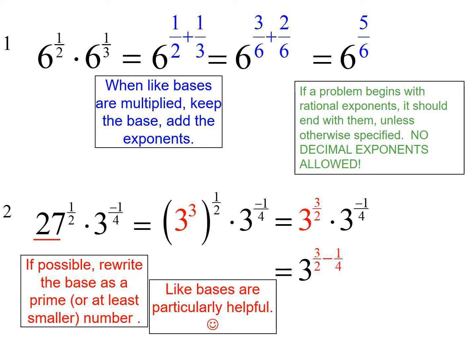Remember, when we are multiplying, we're actually adding the exponents. We're going to find a common denominator. 3 over 2 is the same as 6 over 4. And negative 1 over 4 is negative 1 over 4. This gives us 3 to the 5 over 4 power.